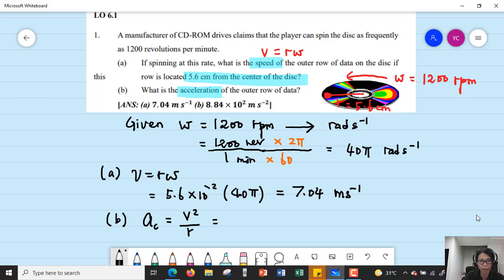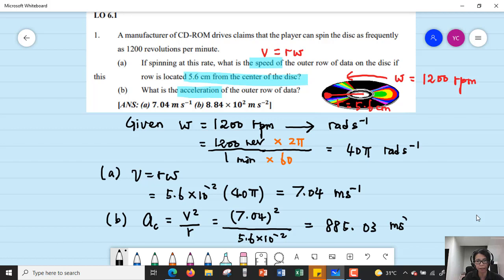Okay, so I put in the values. Speed is 7.04 from question A, divided by the radius, 5.6 times 10 to the power of negative 2. Once again, you might pause the video to do the calculations. So you will get the answer for the acceleration. The acceleration is around 885.03 meters per second squared.